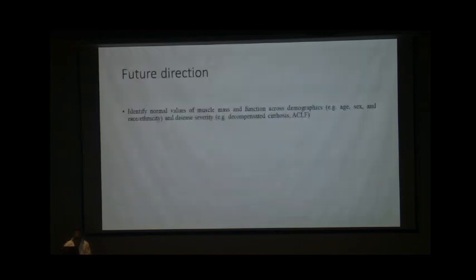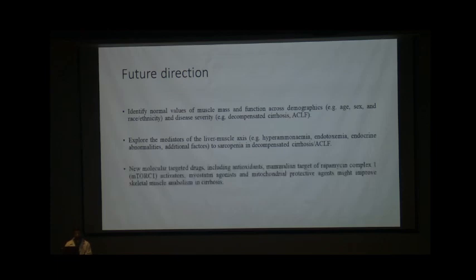For future direction, we have to identify normal values of muscle mass and function across all demographic areas and disease severity. Explore the mediators of the liver-muscle axis in sarcopenia, decompensated cirrhosis and ACLF, and new therapies have to be included, including antioxidants, mTOR inhibitors, mTOR activators, myostatin agonists, and mitochondrial protective agents to help the electron transport chain. Thank you.